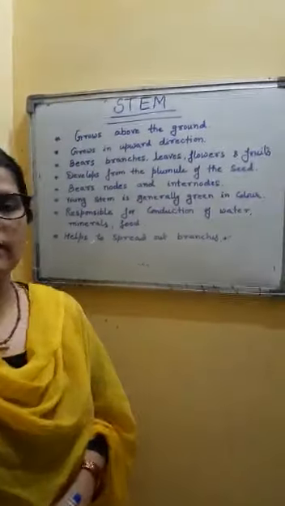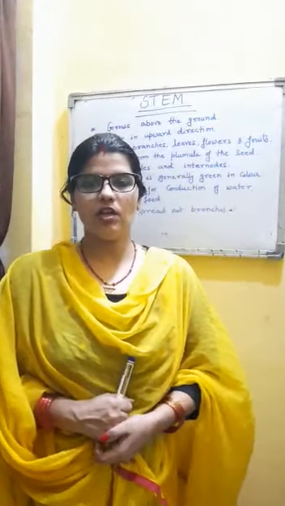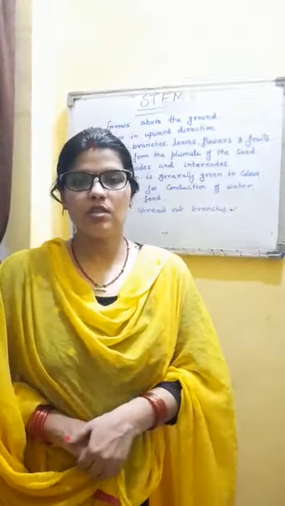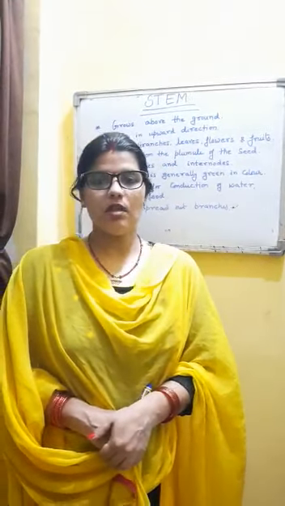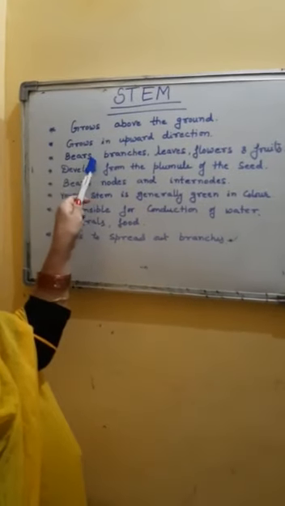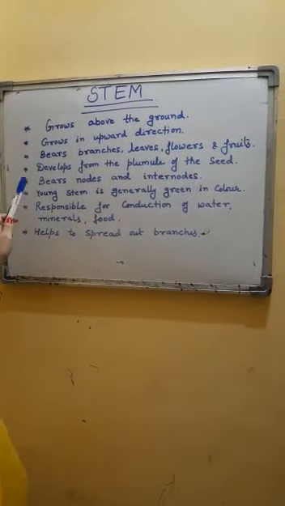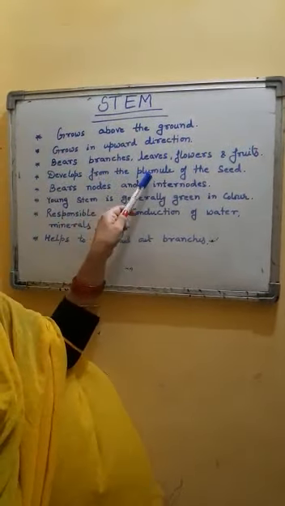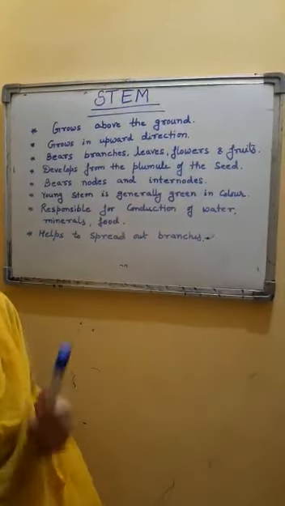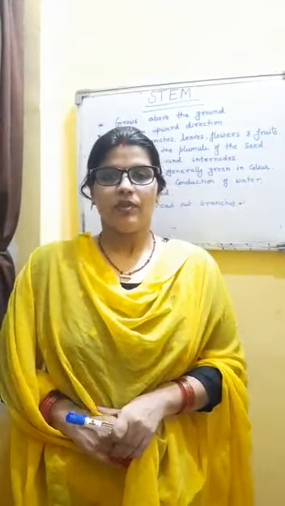The stem is the vegetative part of the plant which grows above the ground in the direction of light. It shows positive phototropism and it grows above the ground. Stem is the part of plant which bears branches, leaves, flowers and fruits. Stem develops from the plumule part of the seed. As we know that seed has two parts, plumule and radicle. The stem develops from the plumule.